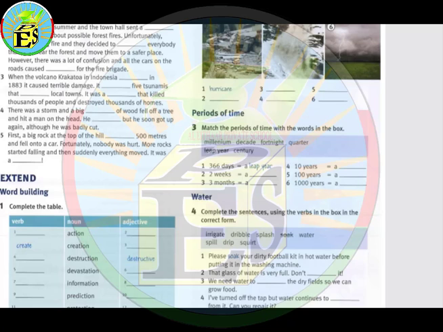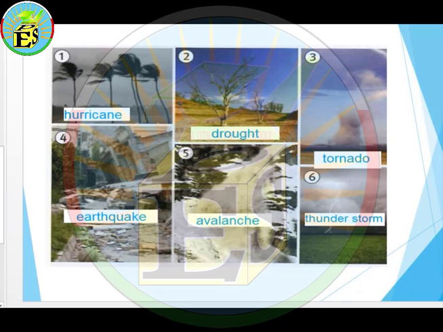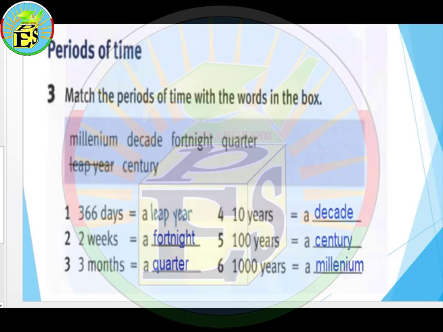Yes, great. Let's check them together. Number 2, 2 weeks, a fortnight. 3 months, quarter. 10 years, a decade. 100 years, a century. 1000 years, a millennium. Great. Now, let's go back to our students' box. Water. Task number 4. Complete the sentences using the verbs in the books in the correct form.